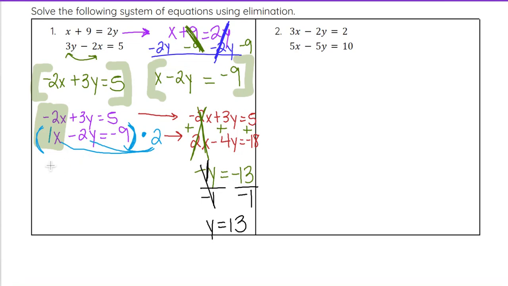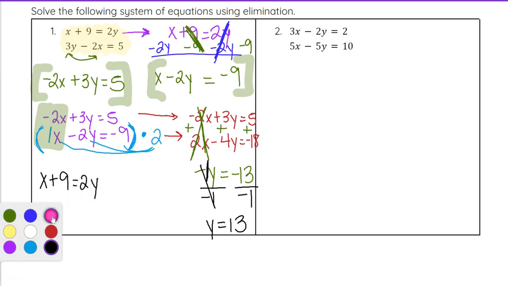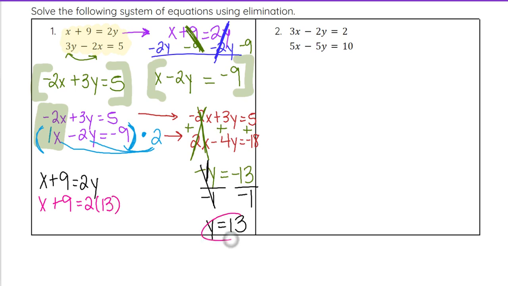Once I have y equals 13, I have one variable. I go back to my original equations. It does not matter which equation you plug into, but you pick one of those two equations and you plug in the 13 for y, and then you solve for x. So I'm just going to do that first equation, x plus 9 equals 2y. So when I do that, I'm going to plug in x plus 9 equals 2 times 13. So I plugged in that y equals 13 for the y in that equation.